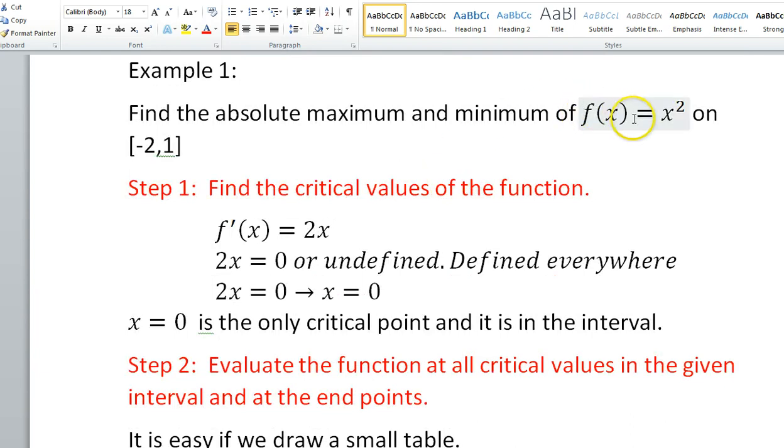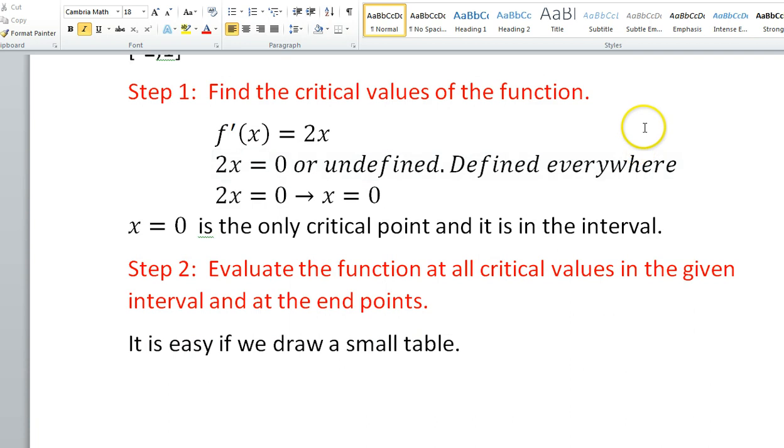So we take this one, f(x) = x squared. Let's go to the first part. Step 1 is to find the critical values of the function. We take the derivative, and the derivative is 2x. Now 2x is a polynomial, so it's defined everywhere. There is no denominator or anything crazy like that, so you don't have to worry about where it's undefined.